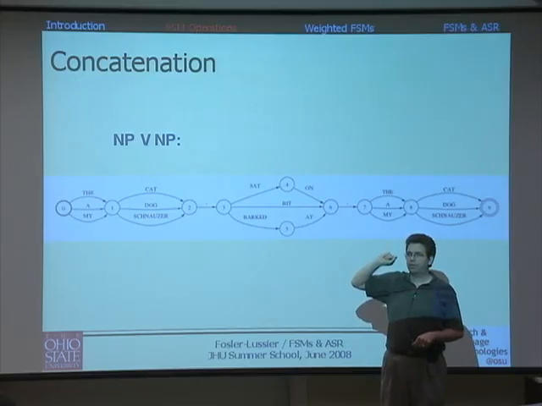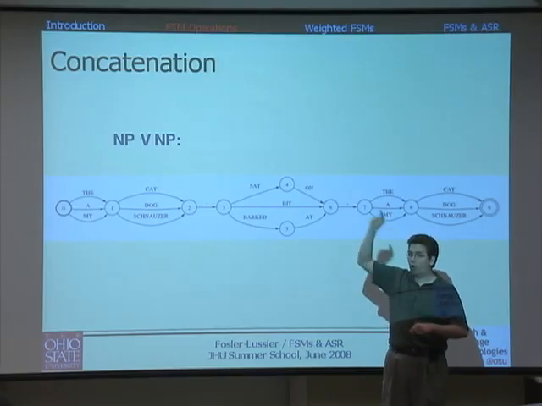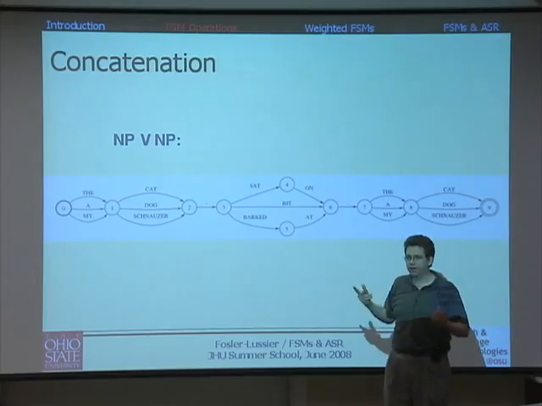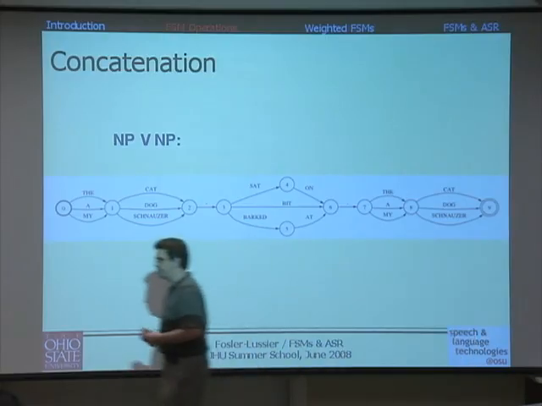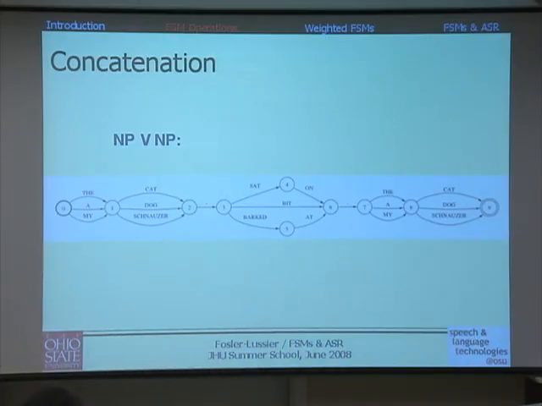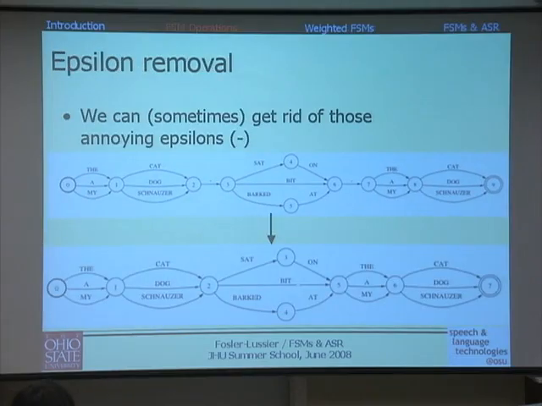Is an epsilon arc from where to where? From all of the final states in the first thing to the initial state in the second one, right? Okay, again, it's a very simple algorithm. But the language people, we don't like the fact that there are these epsilons here, right? So let's get rid of them.